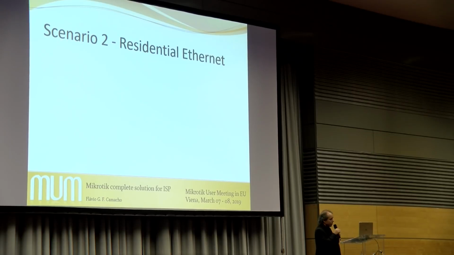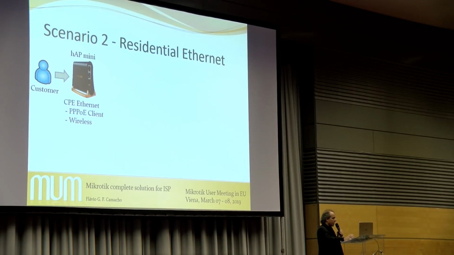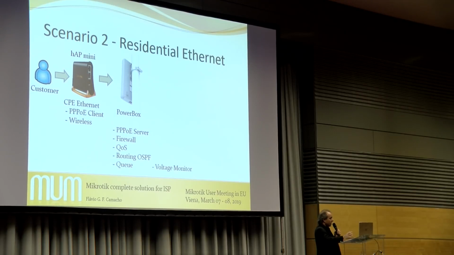The other kind of scenario we have was the residential clients using access network Ethernet. We have a customer. In the house of the customer, we put a CPE, Ethernet CPE, like Hap Lite. This Hap Lite does a PPPoE client, and it was a wireless AP for the client, only for the client. It was connected by Ethernet network cable to a power box. This power box does a PPPoE server, firewall, QoS, routing OSPF, Kiwi, and voltage monitor.